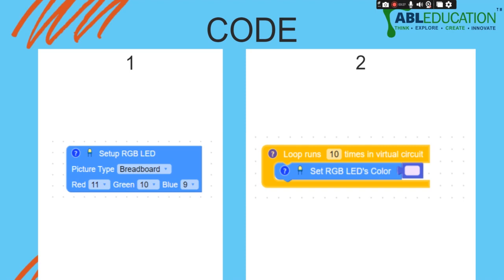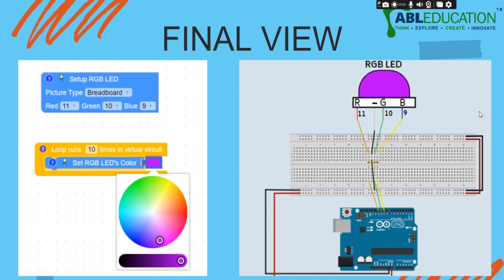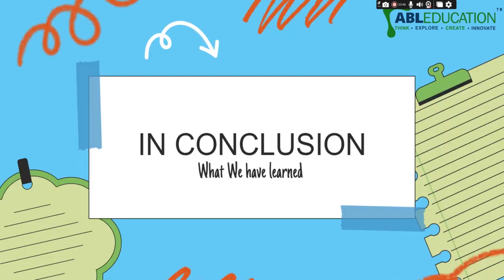So this is the set RGB color, and you can set any color in the RGB that you want. Now this is the final view. This is how you can set the color. There is also a color bar shown here, so you can set any color that you want. So this is the final view. This is how your circuit and your codes will look like.